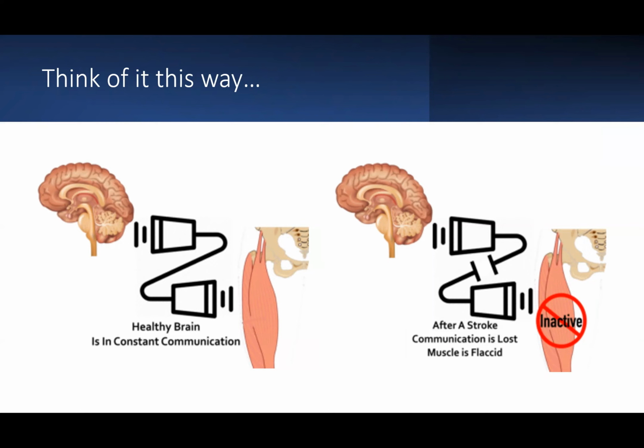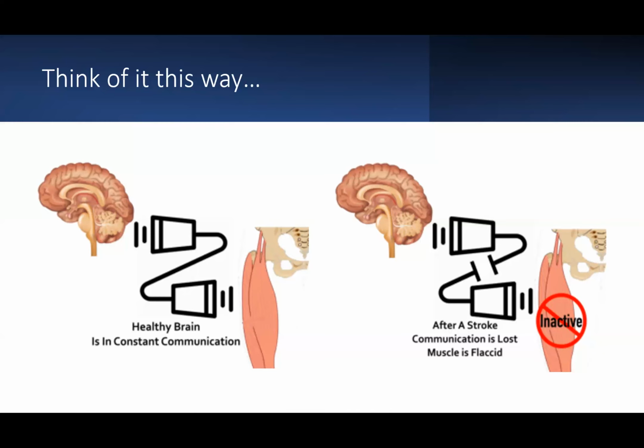In this picture on the left, our healthy brain is in constant communication with our muscles. Our brain is our master center, telling our muscles what to do. After a stroke, communication is lost, so the muscles aren't being told what to do at all. They become what's called flaccid, which is too low of muscle tone, so not enough resistance to movement and stretch. They become kind of loosey-goosey, is how I like to word it to people.